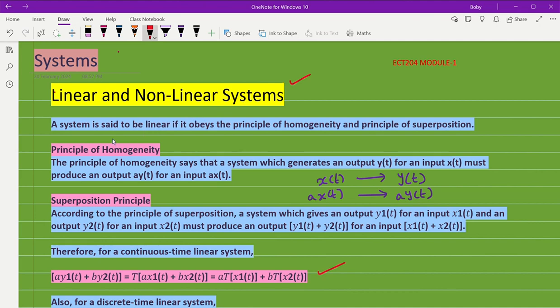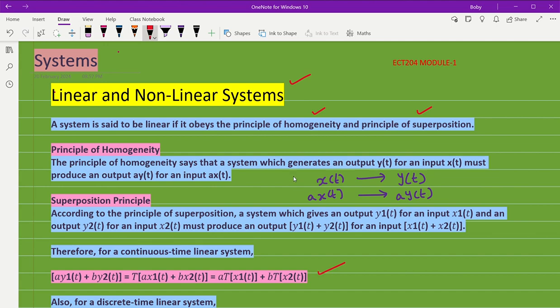A system is said to be linear if it obeys the principle of homogeneity and principle of superposition. So what do you mean by principle of homogeneity? The principle of homogeneity says that a system which generates an output y of t for an input x of t must produce an output of a y of t for an input a x of t.